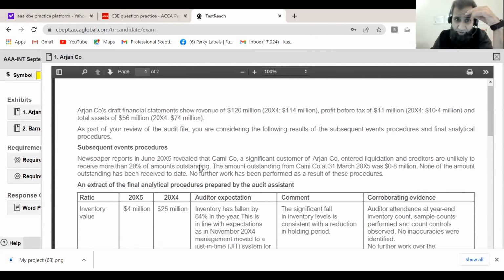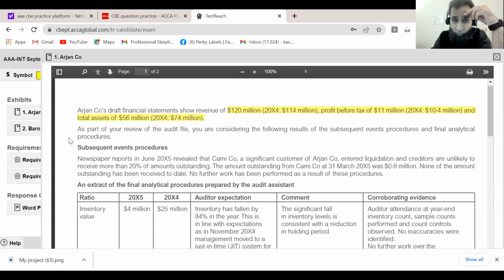Urgent Company's financial statement shows a revenue of $120 million, a profit before tax of $11 million, and total assets of $56 million. Will this be helpful? If we need to comment on materiality, we can make use of these numbers, right? The revenue of 120, profit of 11, and total assets of 56. So if we need to comment on materiality, we can.